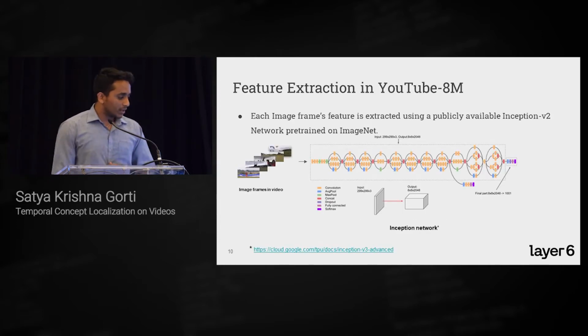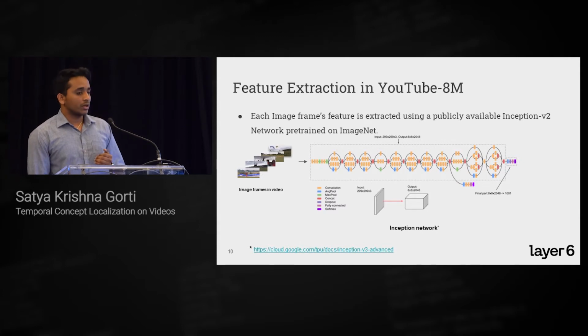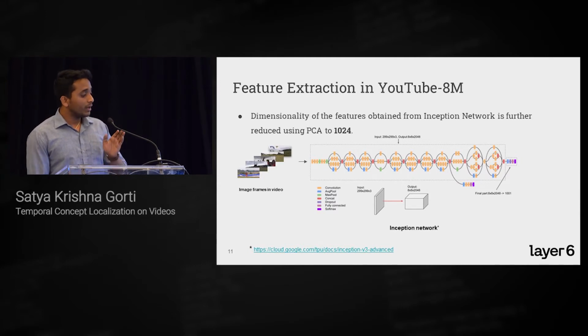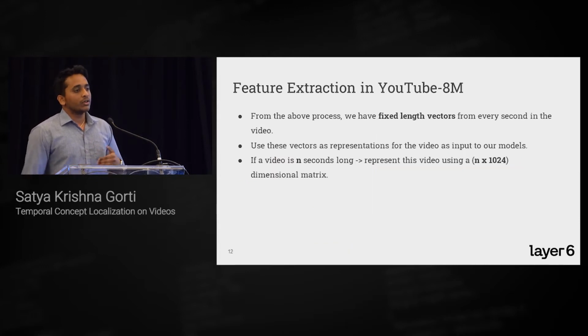All right, so let's get into the fun stuff. How is feature extraction done on the dataset? Preliminary feature extraction is done as follows. We take each image frame from the video and pass it through a publicly available Inception network, which is pre-trained on ImageNet. We cut it off at some point, and then we finally do principal component analysis to reduce the dimensions to 1024. This gives a fixed length representation for every image in the video. So now if a video is of n seconds, we have n images, and we can represent this entire video with an n by 1024 matrix.